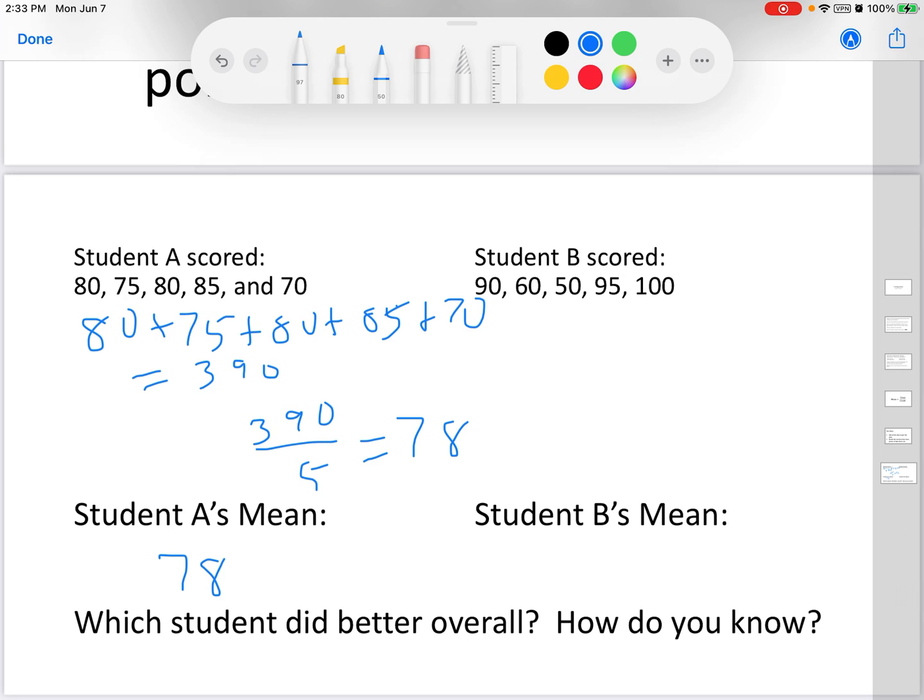And this is the type of work that I expect to see from you when you're showing me your work. I'm always going to ask you to show me how you found the mean. This is how you find it.